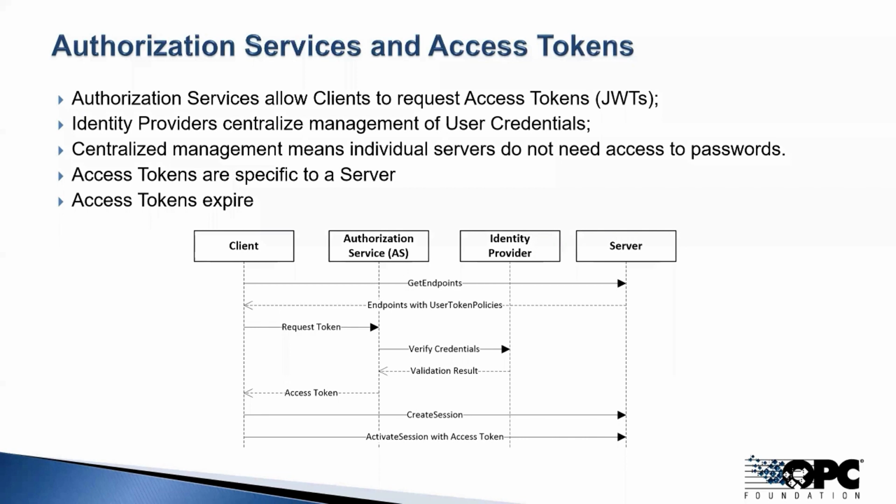So you go to a server, get your endpoints. You get back an endpoint description that has a user token policy. The user token policy says if you want to get a token, you have to go to this authorization service. You go to an authorization service. You ask for the token. You go back to the server, say here's the token. The server will then validate the token and then say, okay, great. I'll give you access to something in my server.